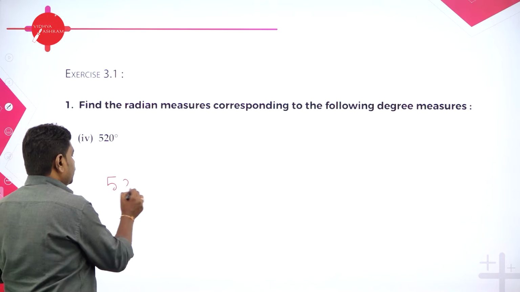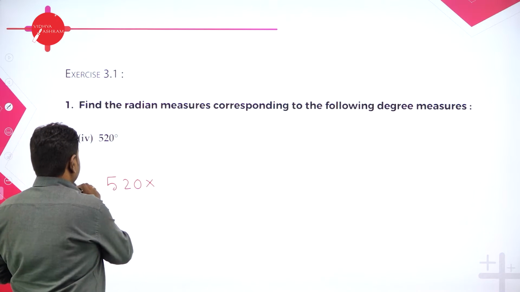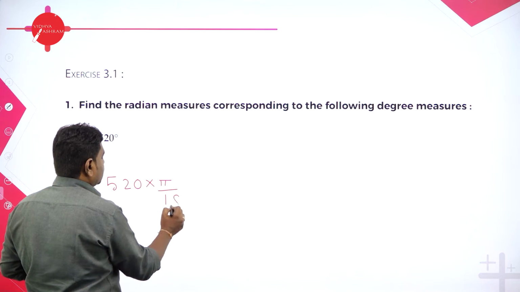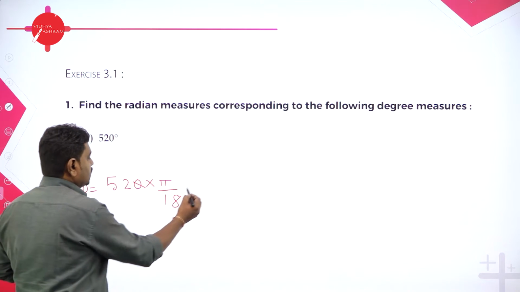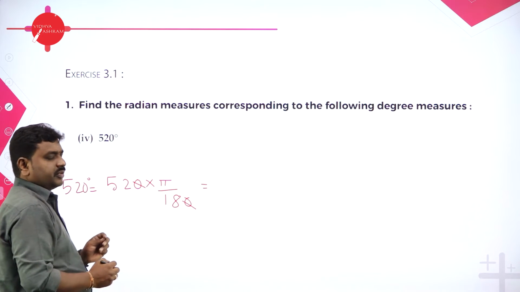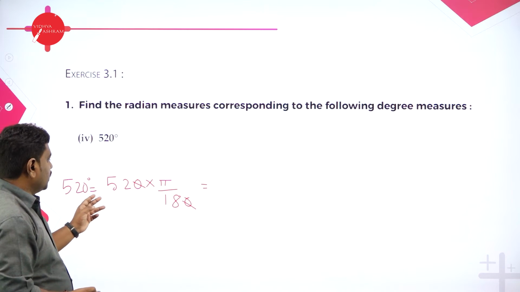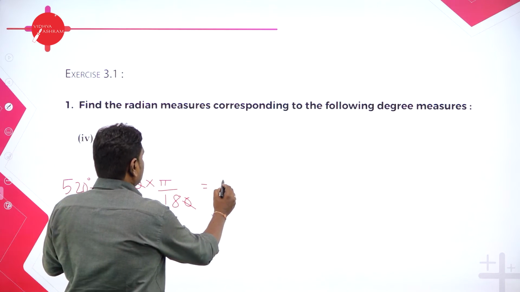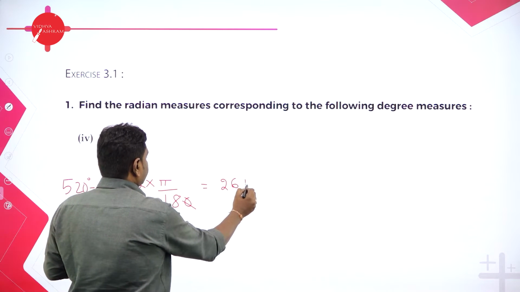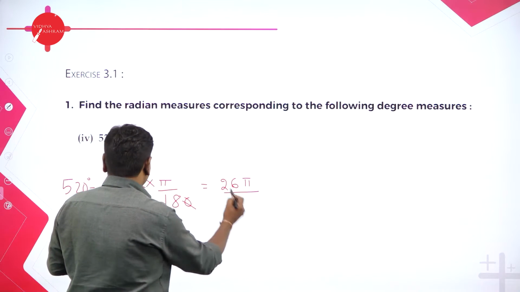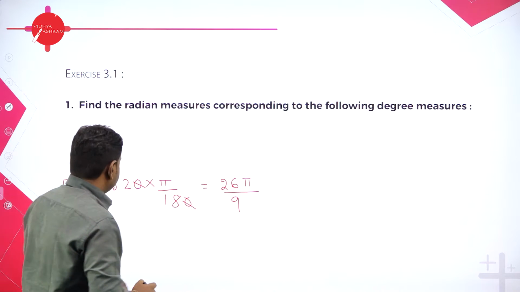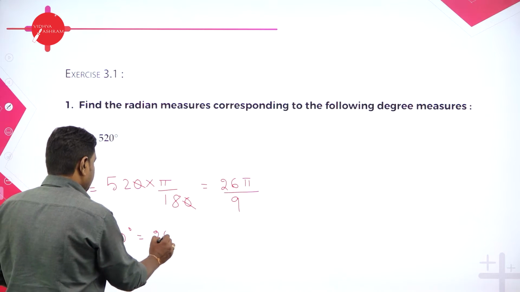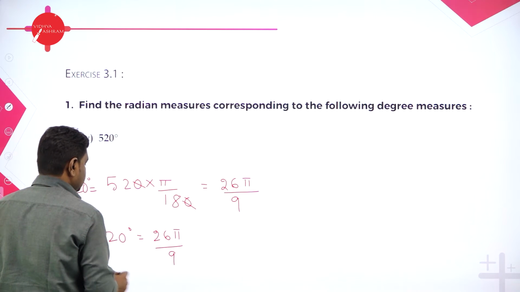Next we have 520 degrees. 520 degrees is equal to 520 into pi by 180. Again you can cancel zeros. So divide by a number by which both are divisible. Now both are divisible by 2. 2 2s are 4, 2 6s are 12, 2 9s are 18. Further they are not divisible. So 520 degrees can also be written as 26 pi by 9 radians.